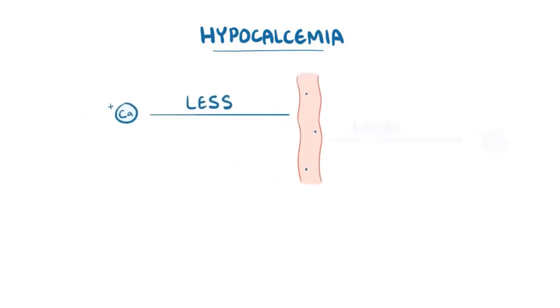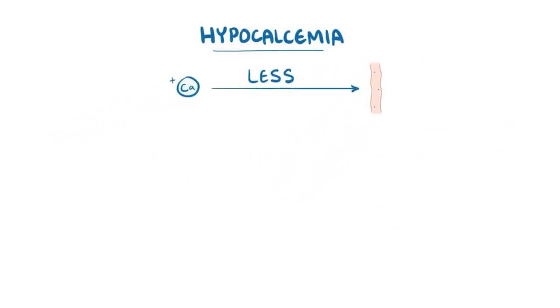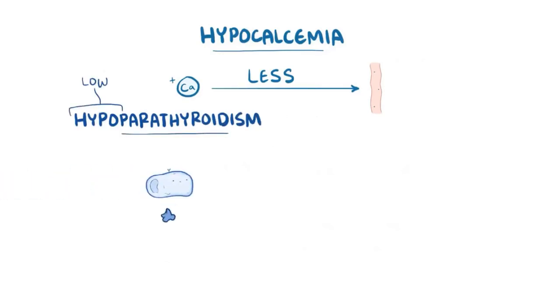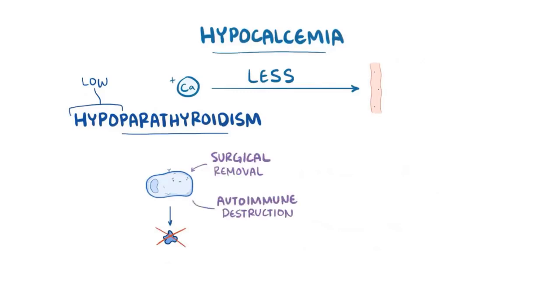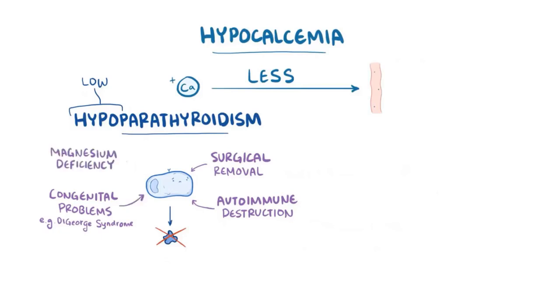Less calcium entering the blood is the most common cause, and can be due to hypoparathyroidism, or low levels or lower activity of the parathyroid hormone. This can be caused by surgical removal or autoimmune destruction of the parathyroid gland, as well as congenital problems involving the parathyroid gland like DiGeorge syndrome, or deficiency in magnesium, which is needed for parathyroid hormone production.